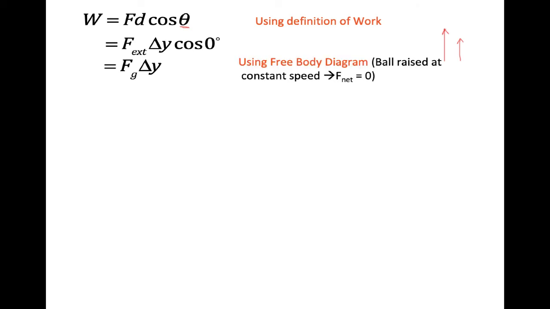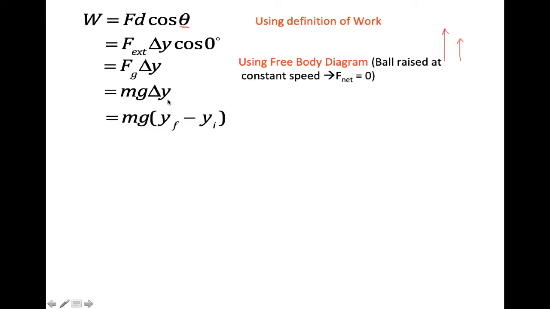And I have replaced d here with delta y as shown in the diagram, and the only force whose corresponding work we are looking at is the external force. The external force is equal to the weight, because in the free body diagram the weight was balancing out the external force. And ball was raised at constant speed, so the net force was 0. Why can we write this? Because the formula for Fg is mg.